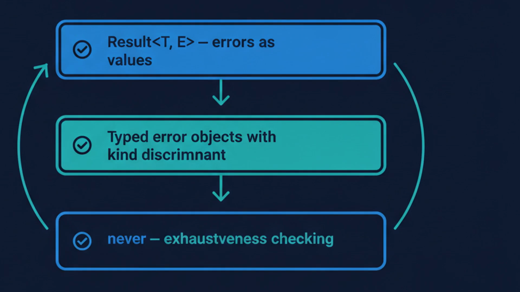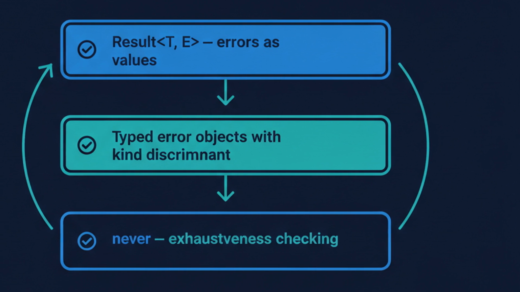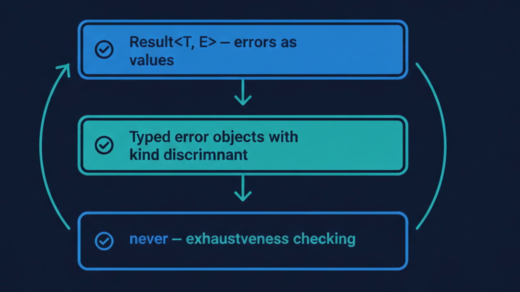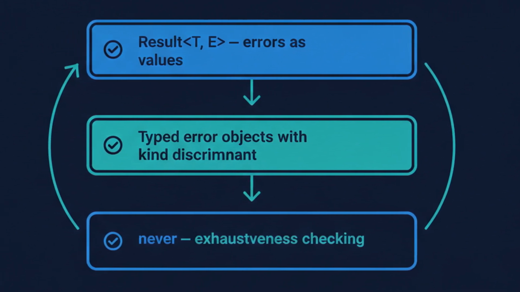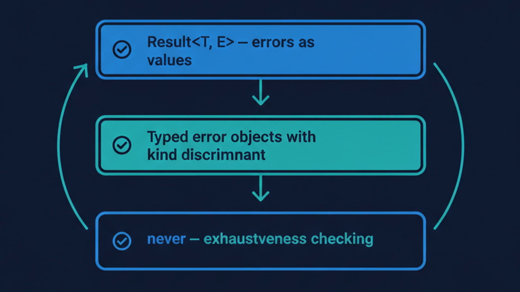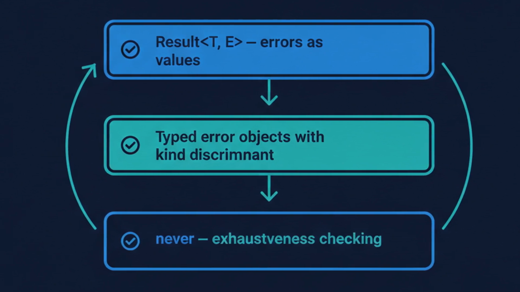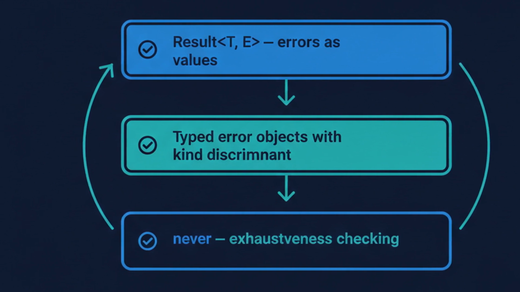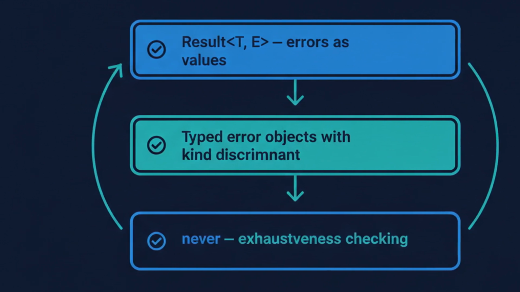So here's the toolkit you now own. Model recoverable errors as values with a Result type. Use typed error objects with a kind discriminant instead of fragile error subclasses. And let the never type enforce exhaustive handling so the compiler catches every missed case. Build the small helpers yourself to understand them, then reach for neverthrow in production. Your errors are no longer invisible.